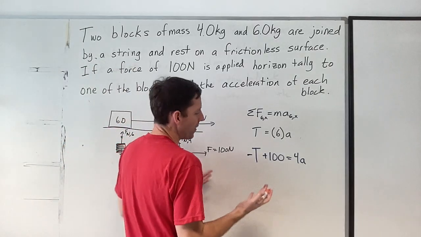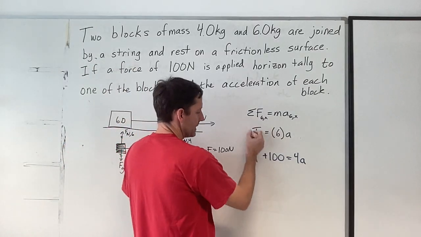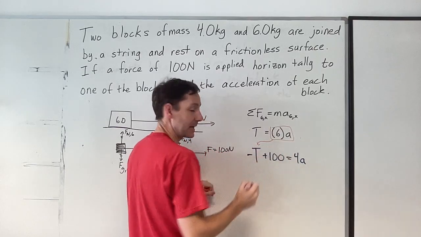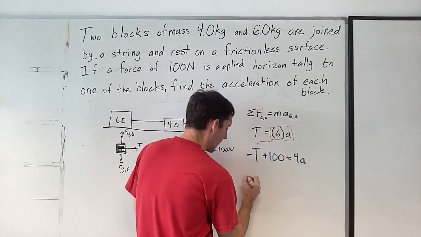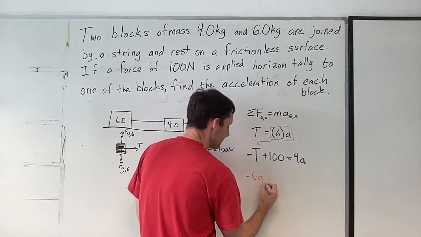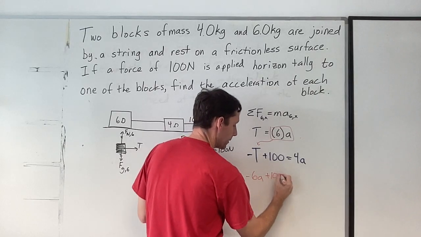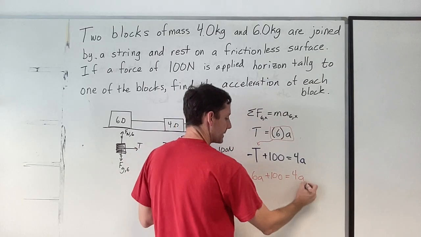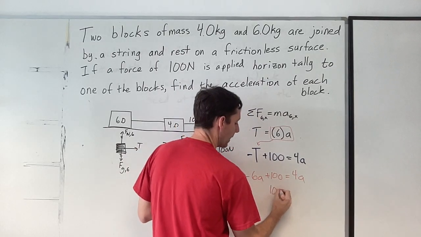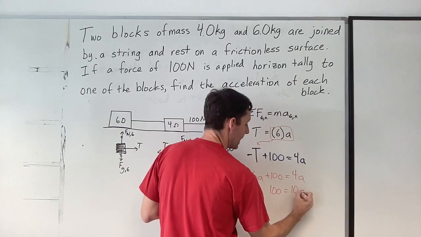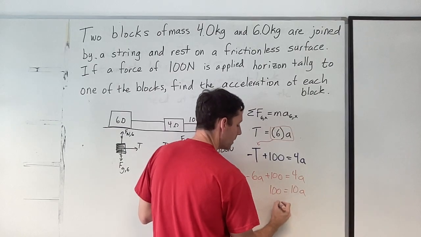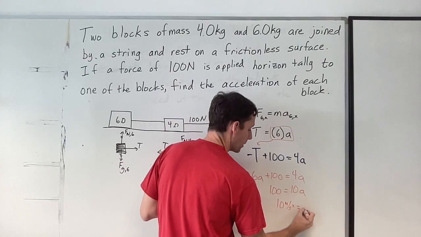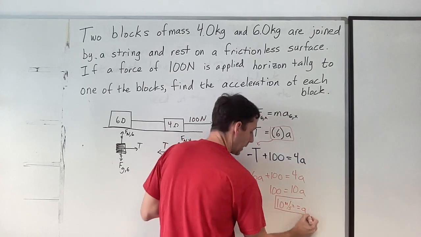Now, to do that, I'm going to just say, well, I see that tension is equal to 6A, so I'm going to put 6A in for the T there. So I'm going to have negative 6A plus 100 equals 4A. I'll add the 6A to the other side, so I'll have 100 equals 10A. I'll divide by 10, and that will give me 10 meters per second squared equals A.